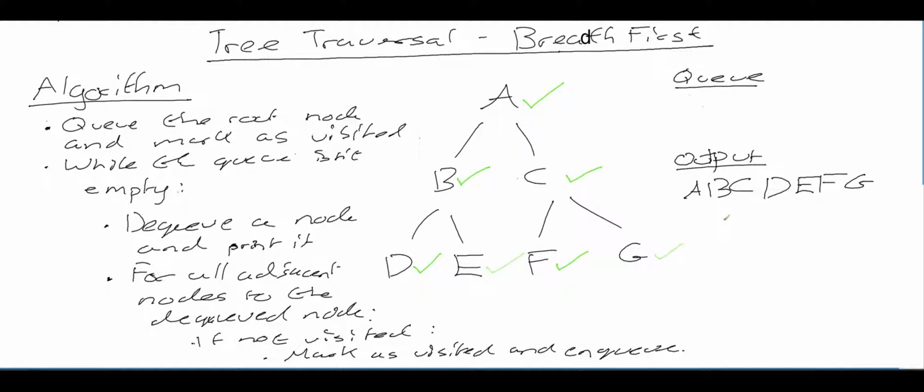So what that has shown us is that we've got this output here, and this output is showing the order in which we would visit the nodes in the breadth first traversal. So we visited the nodes in this order: A, B, C, D, E, F, G.